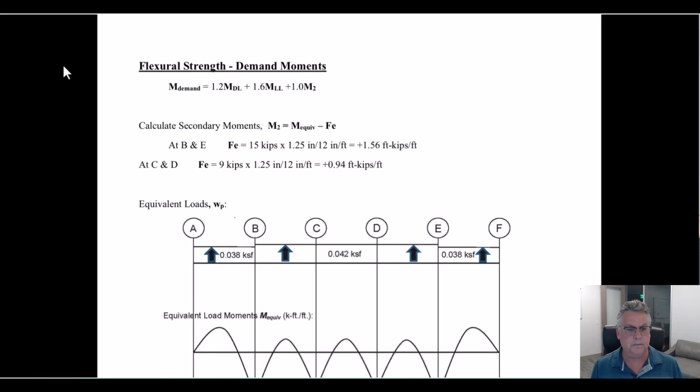So at B and at E we have 15 kips for F. So F times E is 1.56 foot kips per foot. At the interior bays we have 9 kips times E, 0.94 foot kips per foot.